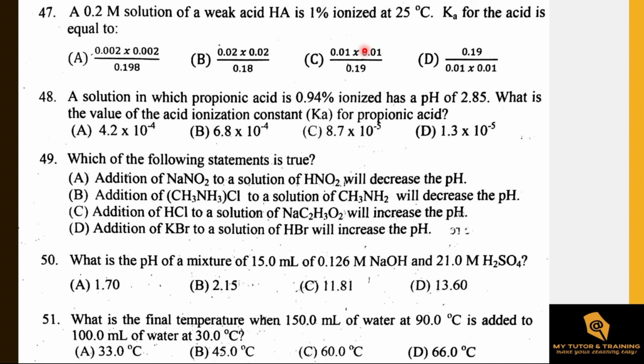Volume of sulfuric acid should be given to calculate what? The pH of the solution.